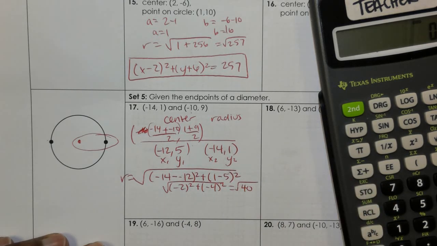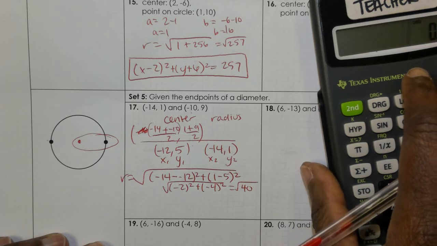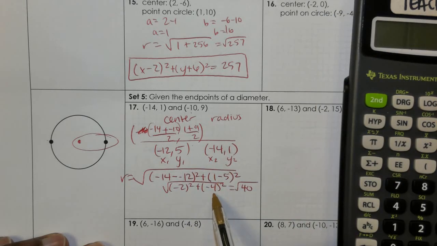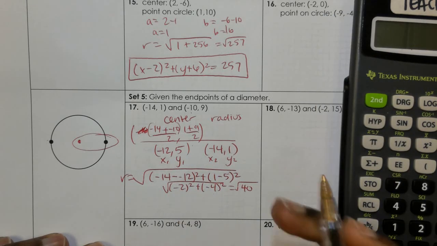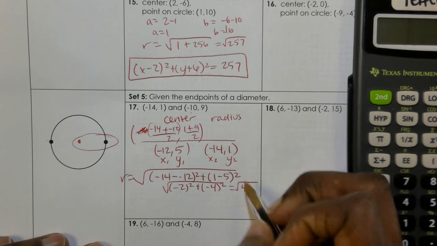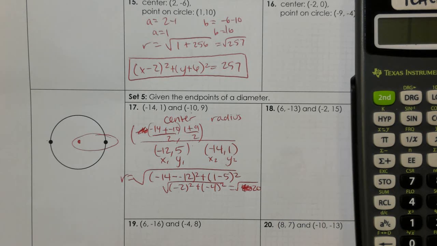We have 40 twice. Seems highly unlikely. It should have been 20 for this one, so let's see, I did something wrong. 4 and 16 is 20. Okay, I was like, not likely that we got the same thing twice.